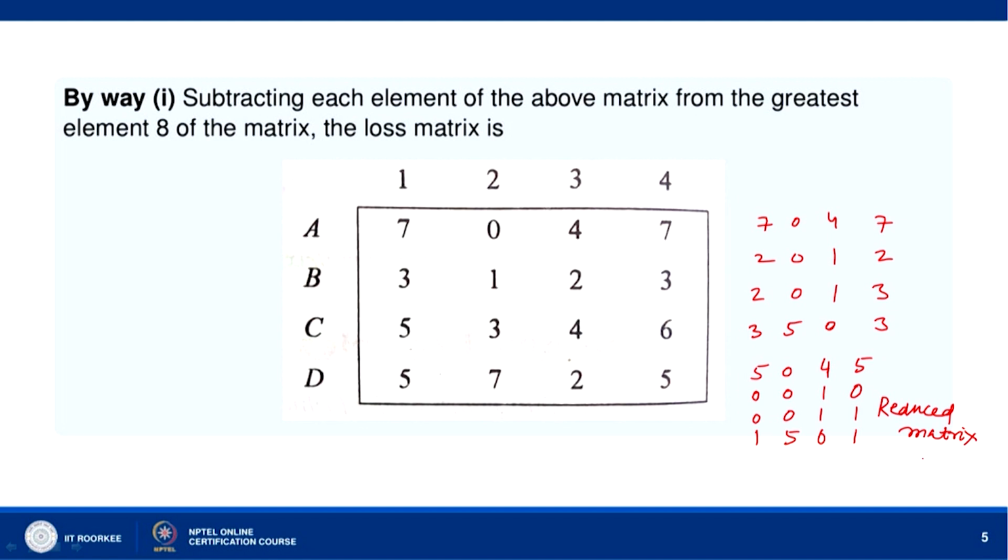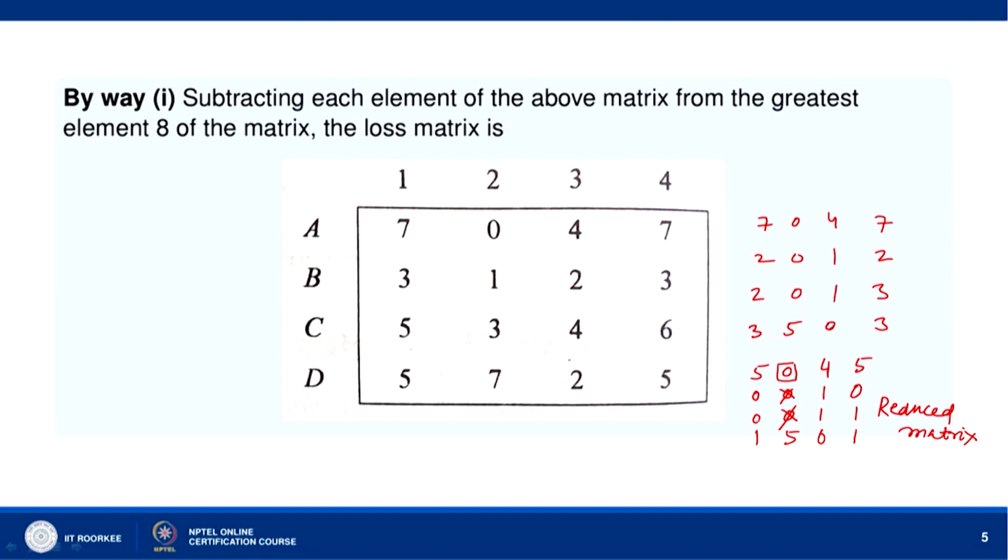And then we start from the first row. In the first row we have a single 0. So, we encircle it and then cross all zeros which lie in its column. So, we cross these two. Then we go to the second row. In the second row we have 2 zeros.